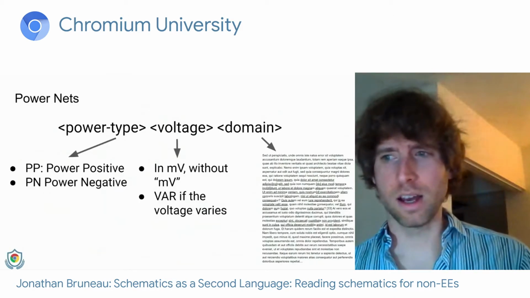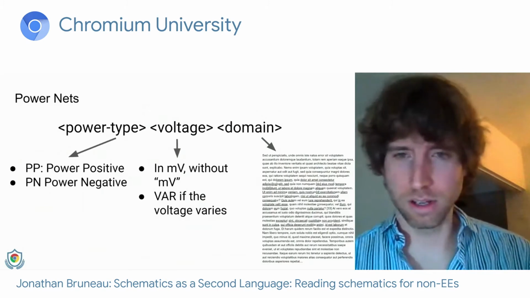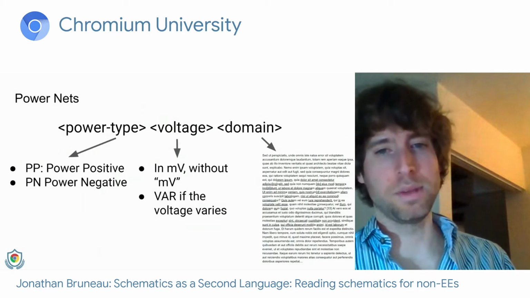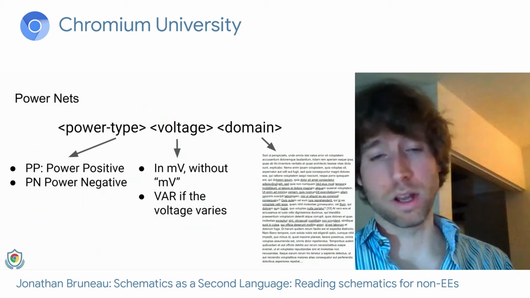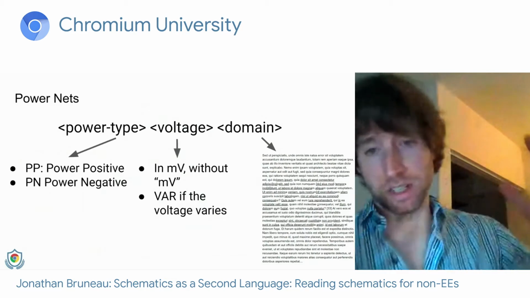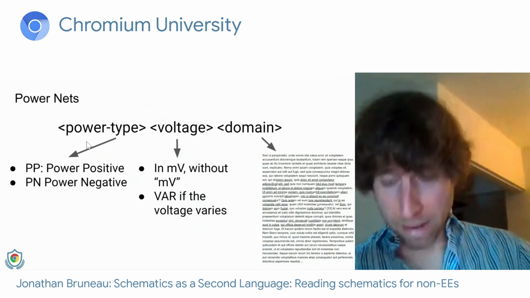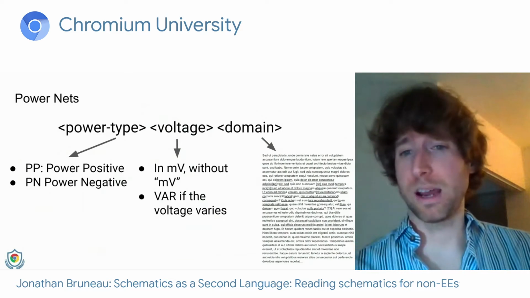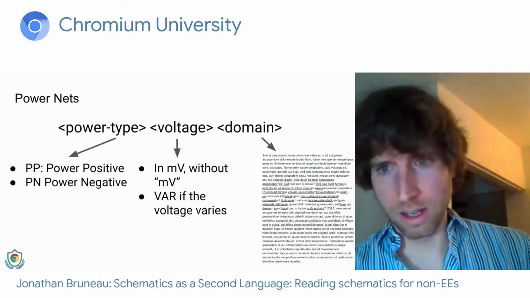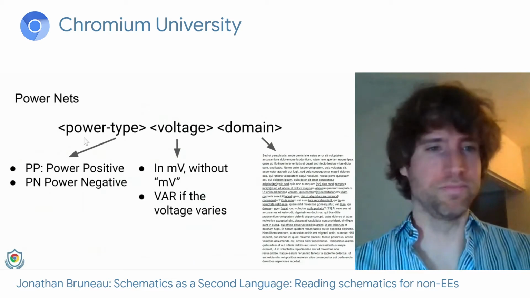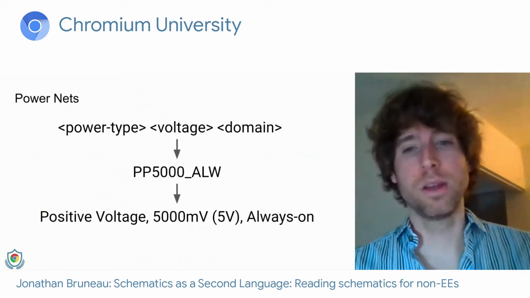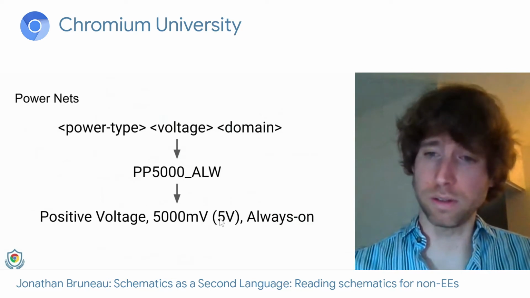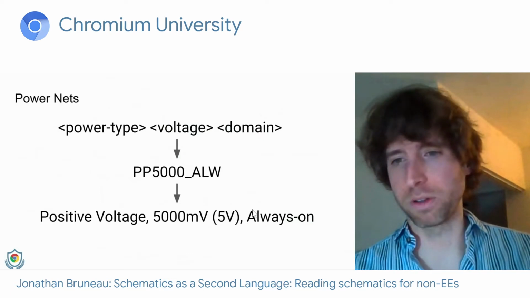For power nets, every company I've worked at has kind of different standards. I'll just talk about the ChromeOS one. The power nets always start with PP or PN, PP being a positive voltage and PN being a negative one. I've never seen PN before, so forget it. It doesn't exist. And then we have the voltage of that power line in millivolts. And if we don't really know what the voltage is or it varies, we'll just replace that with VAR. And then after that, there's a whole bunch of text that explains the domain, blah, blah, blah. You can more or less ignore that. Here's an example. PP5000 ALW. So it's a positive voltage. It's 5000 millivolts, also known as 5 volts. And ALW in this particular design refers to always on.